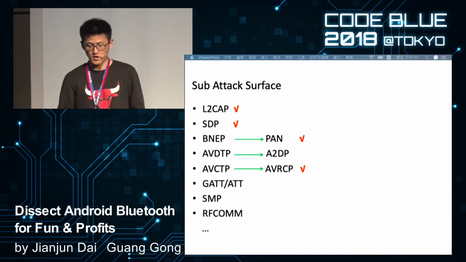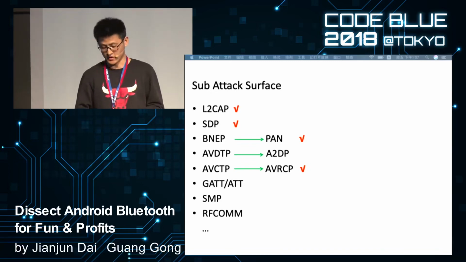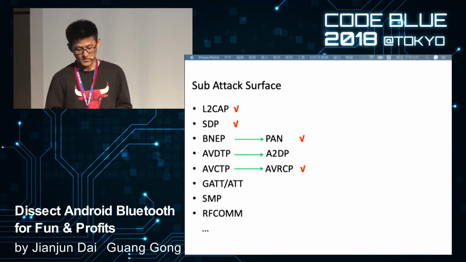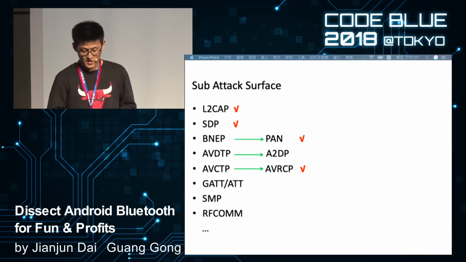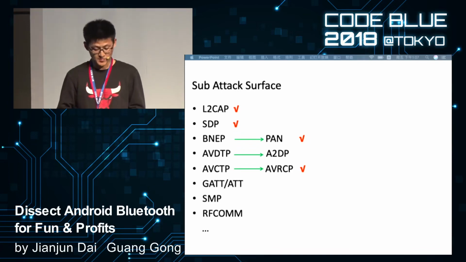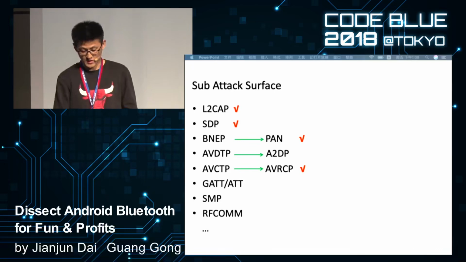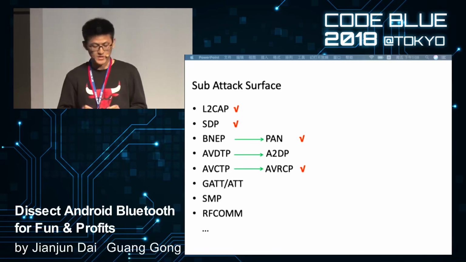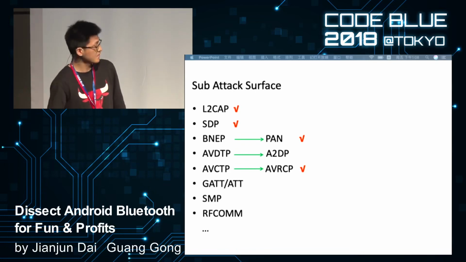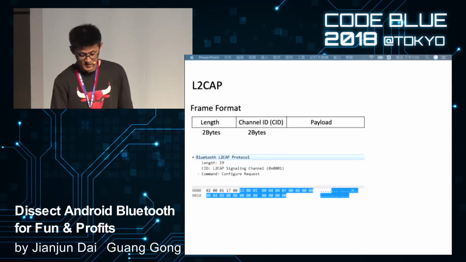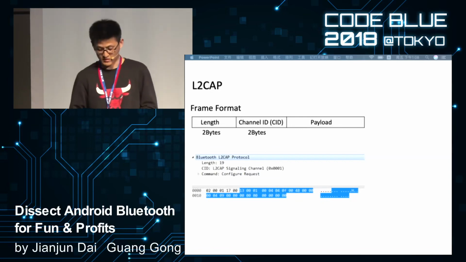Bluetooth is an overall attack surface, and each protocol is a sub-attack surface. Next, I will merely talk about 4 protocols: L2CAP, SDP, BNEP, and AVRCP, in which more vulnerabilities have been discovered. So first, I will introduce L2CAP.